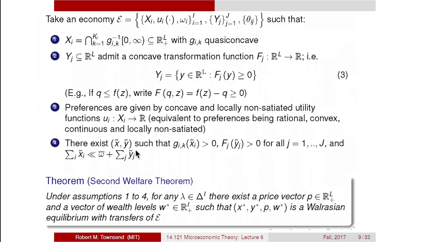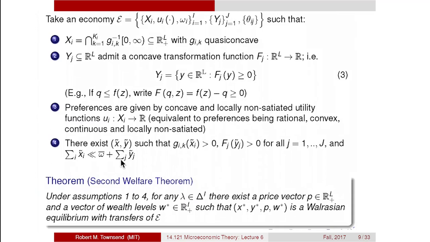And finally, we have sort of an interior point so that none of these constraints or representations are binding at zero, namely non-negative, non-negative, and even in terms of the resource constraint, there exists an allocation which doesn't use up all of the endowment plus production. That's a technical interior condition.